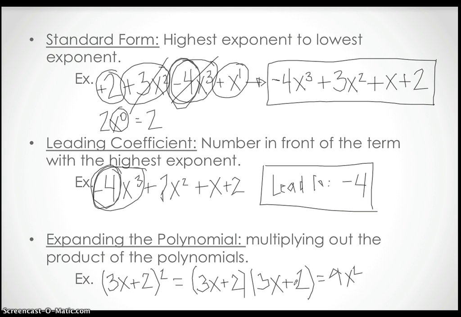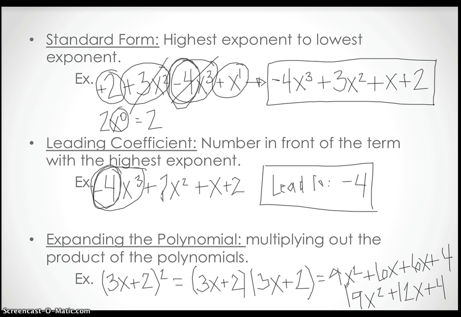Then we have 3x times a positive 2, which is a plus 6x, and then 2 times 3x, which is another plus 6x. And then finally our last, 2 times 2, gives us 4. And then we're actually going to combine this 6x and this 6x, so we have 9x squared plus 12x plus 4.